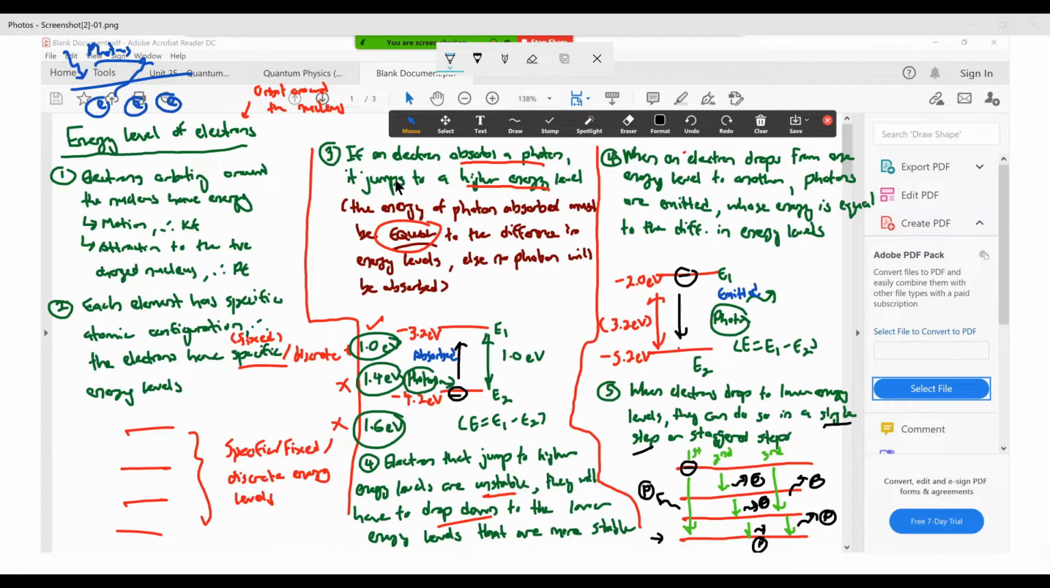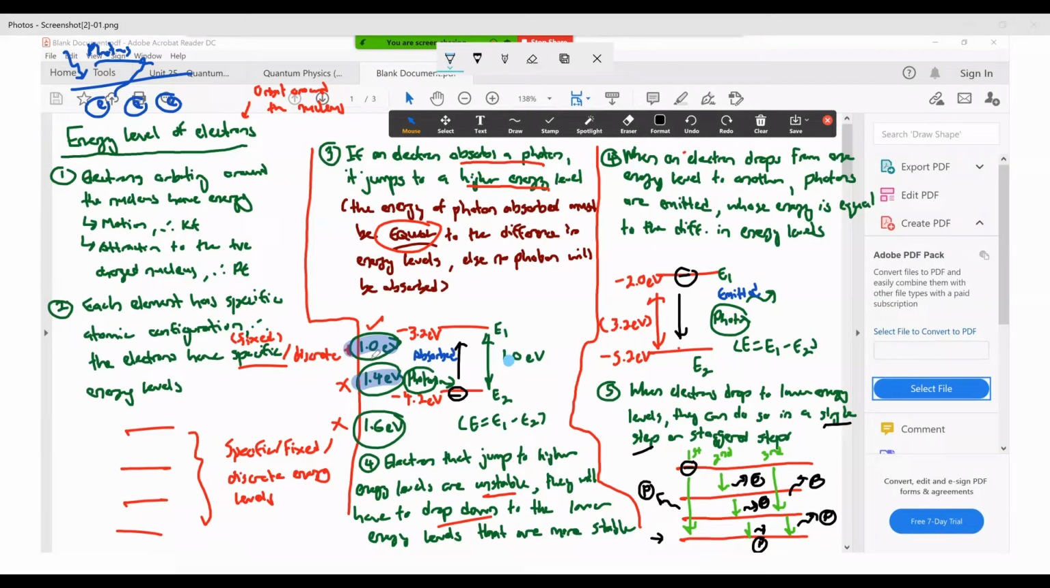Or else the photon will not be absorbed. What I mean by that is just simply this. If, say, you look at the red lines here, where there are two energy levels, negative 4.2 eV and negative 3.2 eV, the difference in the energies is actually just 1 eV, right? Correct? So say for example, you have two photons, one with 1 eV value and one with 1.4 eV value.